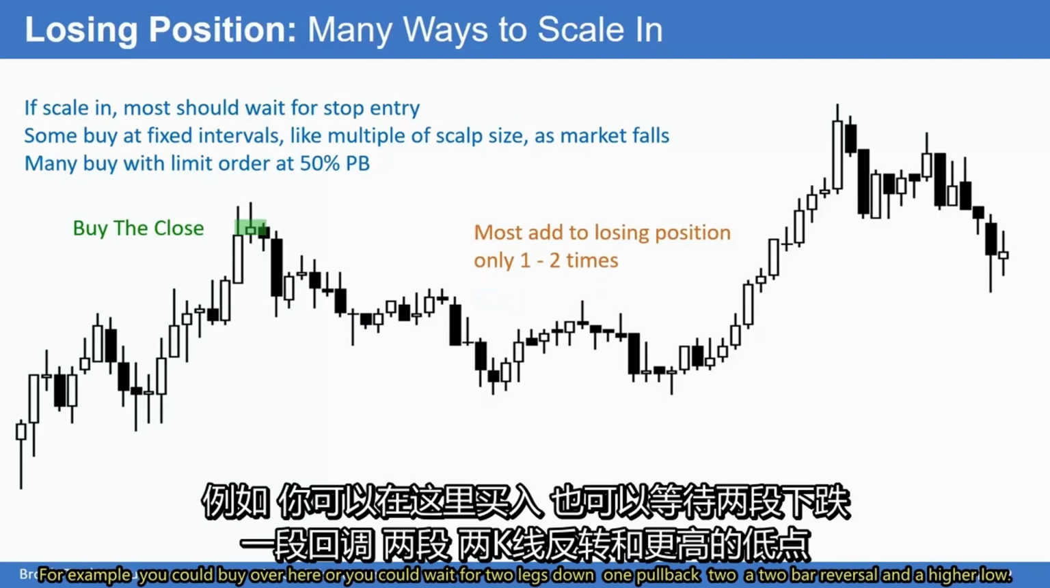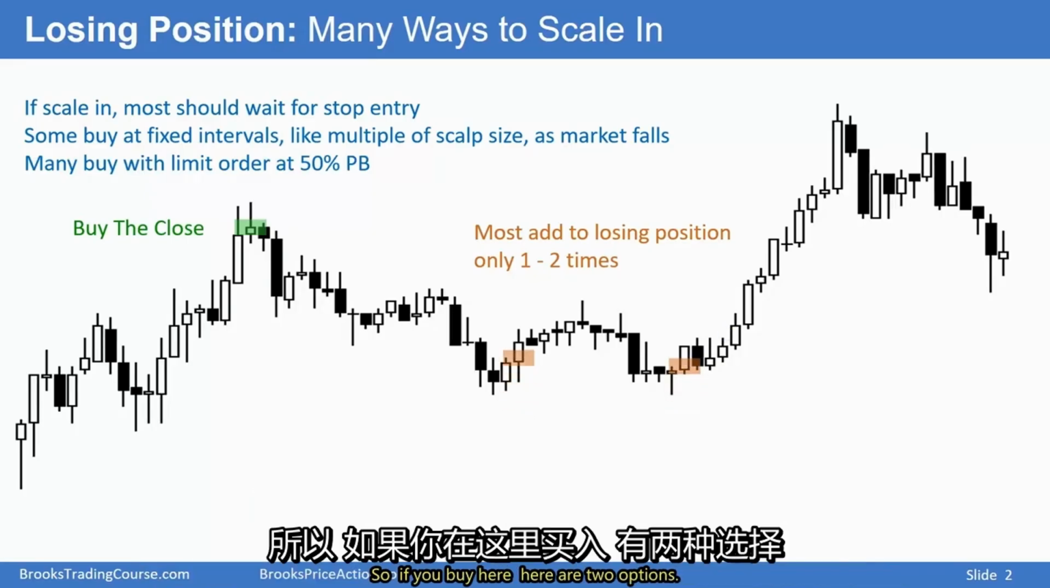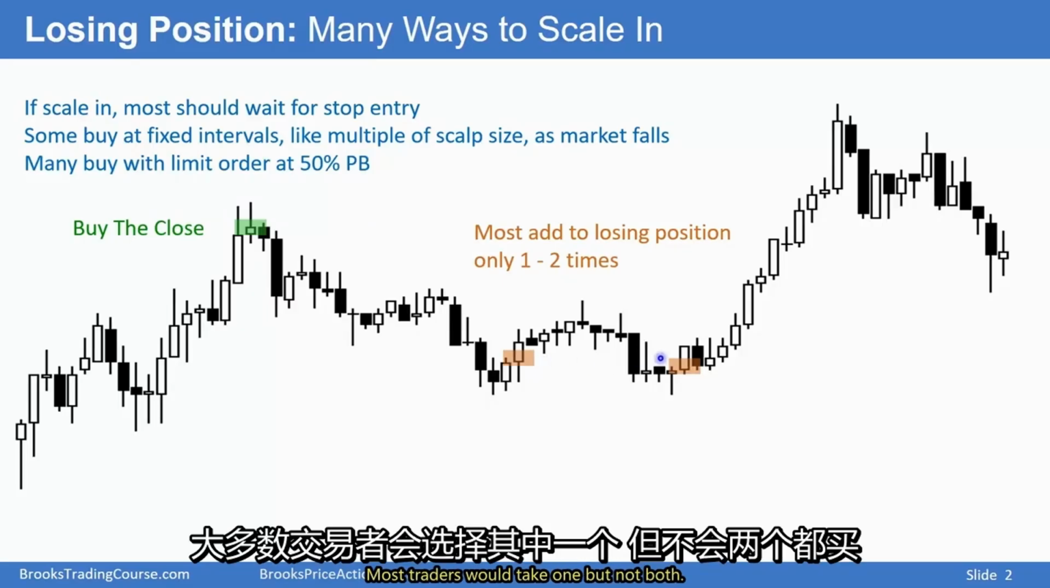For example, you could buy over here, or you could wait for 2 legs down, 1 pullback 2, a 2-bar reversal and a higher low, or now we have a double bottom higher low, and you could buy above that bull bar or above this bull bar. So if you buy here, here are 2 options. Most traders would take one, but not both.